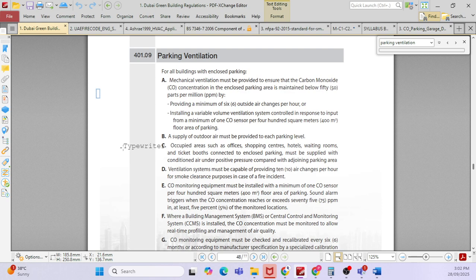Say, for example, if I type here, first of all, when you calculate, Q is nothing but the volume of the room times the ACH of the space.